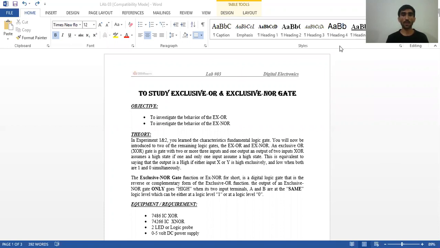Some theory about the XNOR gate: it is a digital logic gate that is the reverse or complementary form of the XOR function. The output of the XNOR gate only goes high when its two input terminals A and B are at the same logic level, which can be either logic level 1 or logic level 0. I also am going to show you the simulation of the XNOR gate.